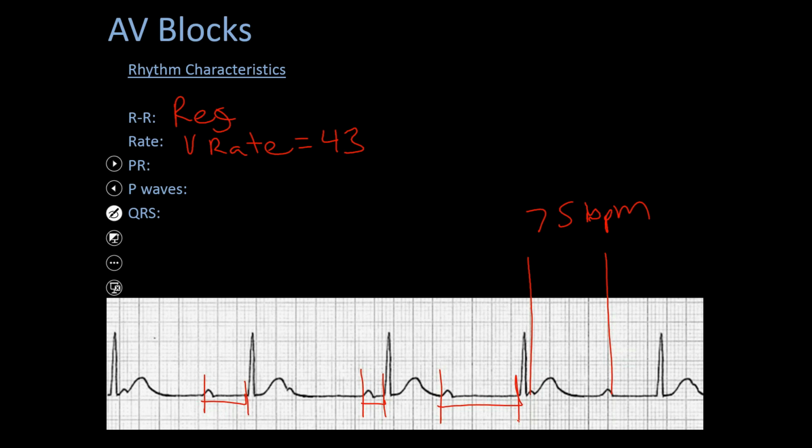So is this second-degree AV block type 1, or is this third-degree AV block with a junctional escape rhythm? Well, since we know that second-degree AV block type 1 has an irregular R to R pattern, then we know this strip must be third-degree AV block with a junctional escape rhythm.